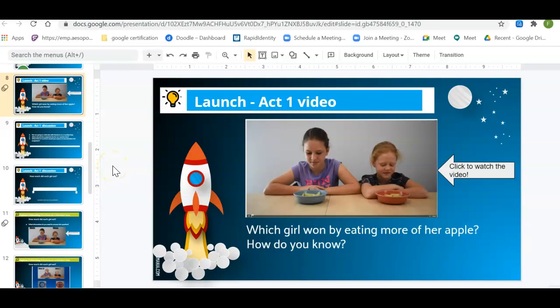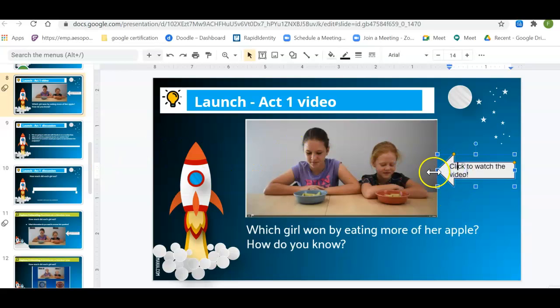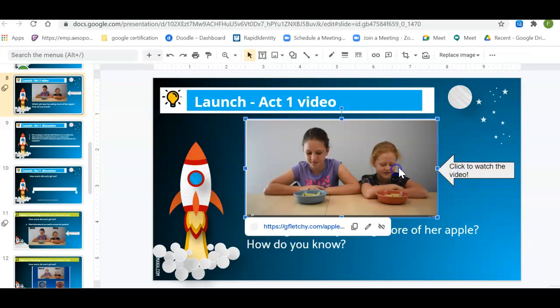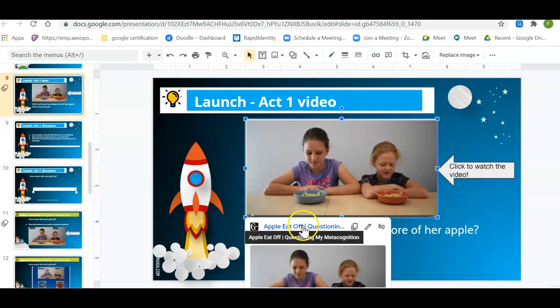Okay, for the next few slides, we've got some comparing going on, but there are some videos that you're going to need to watch independently. If you're doing this work independently, you're going to need to watch the videos on your own. For this one, you're going to click right here, click in the video, and then click right here, and you'll be able to watch a short video showing these two young ladies who are eating apples.